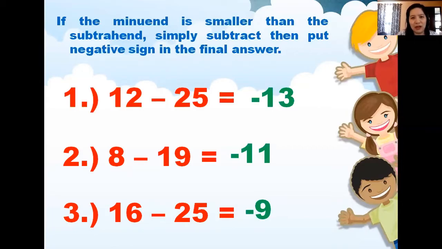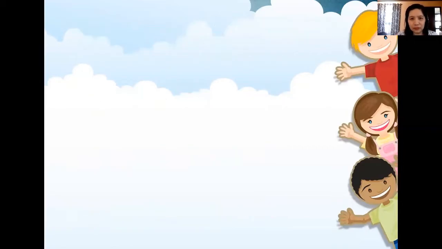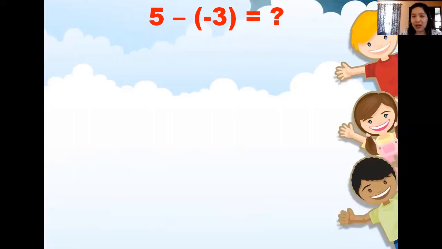Let's now have another example. If you are subtracting negative 3 from 5, that is 5 minus negative 3. When you subtract, you are taking away. When you take away a negative, what does it mean? Is it good or bad?